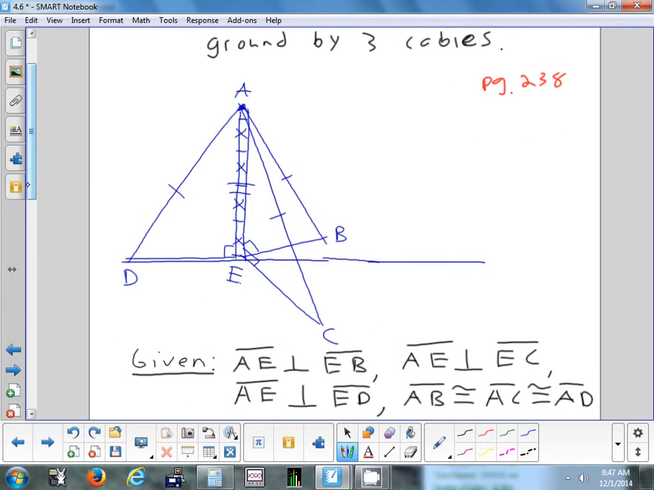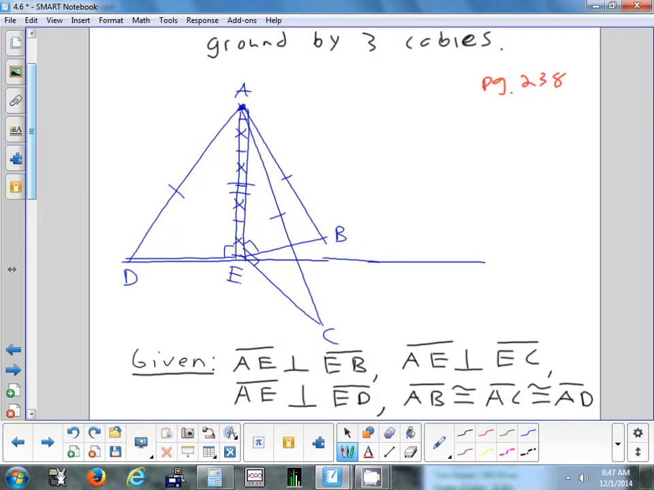And they give us a little bit of information. They say that the antenna, which is AE, is perpendicular to EB. EB is right along the ground. And the antenna is also perpendicular to EC. I tried to mark that. And the antenna is also perpendicular to ED. So how many triangles do we have in that picture? 3, and they're all what kind of triangle? They're all right triangles, so we can use some of the theorems we just learned. In addition, we know that AB is congruent to AC, which is congruent to AD.